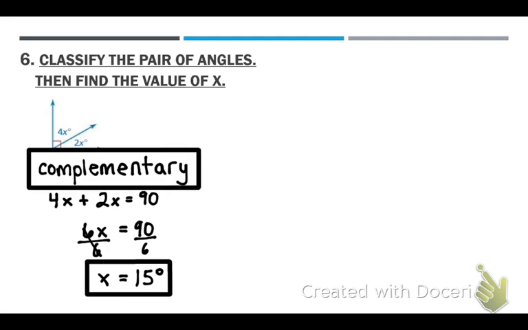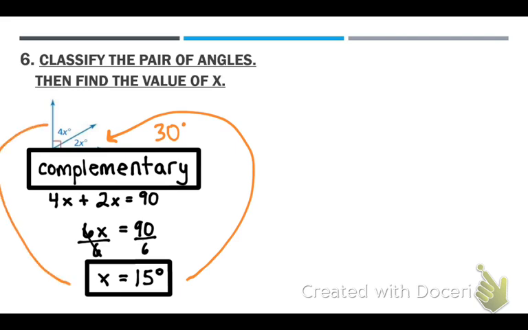Anytime you want to double check something like this, you can always plug in the 15 up there. 15 times 2, that would be 30 degrees. And if I also plugged it in over here, 15 times 4 is 60 degrees. And if I were to add those two together, then they would equal 90 degrees, which is what a complementary angle is.